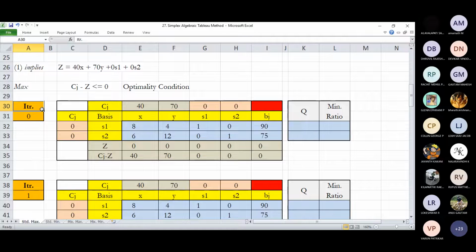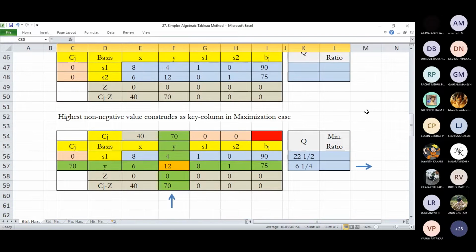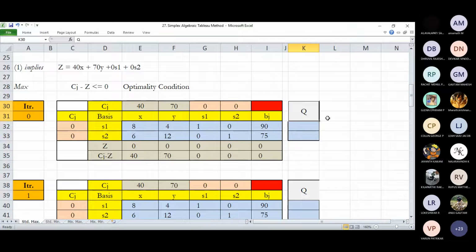Let's take a look at that. So this is iteration 0. I just replicate the table, so I can delete this particular thing. It's actually a minimum ratio, right?